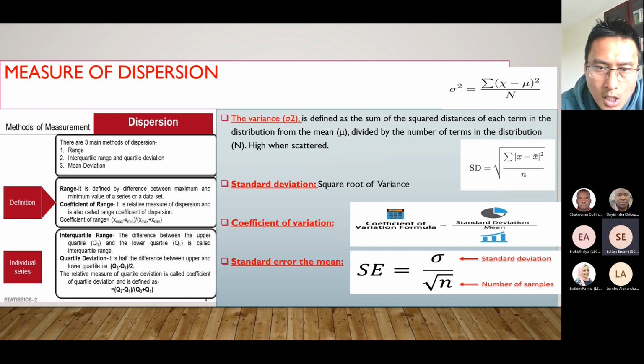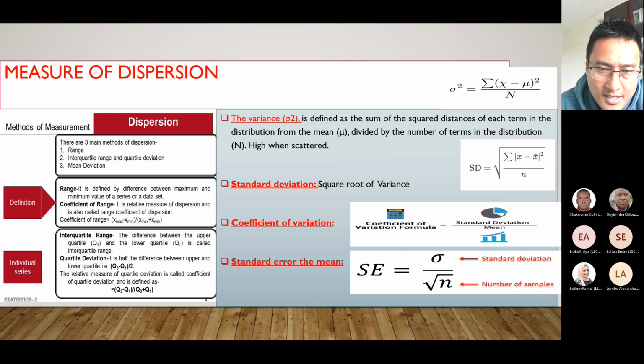Coefficient of variance is 10, mean is 10. Calculate the standard deviation. 100. Okay. Unfortunately, there's no easy way. You need to mug up the formulas.